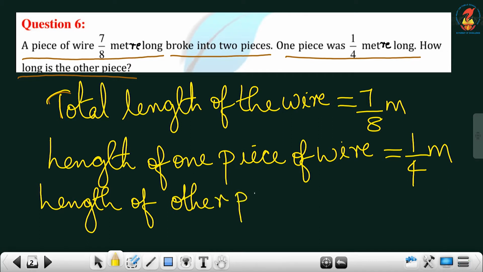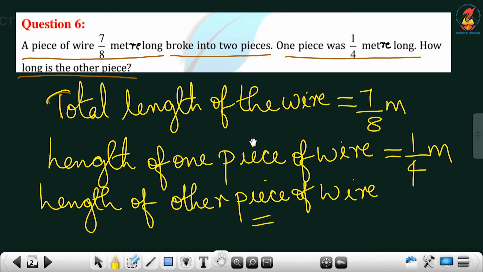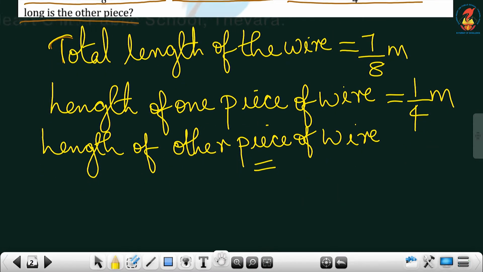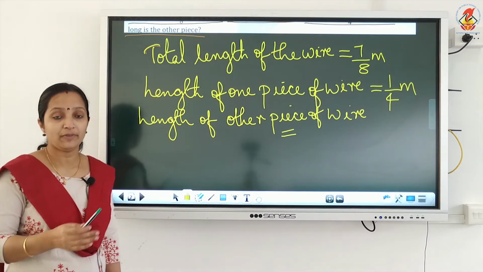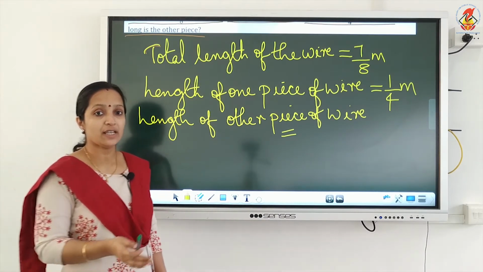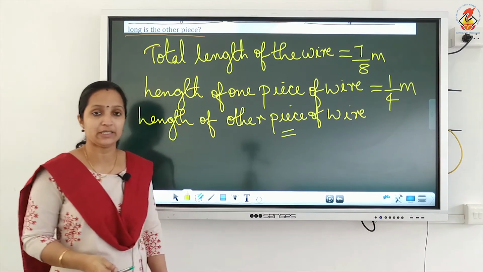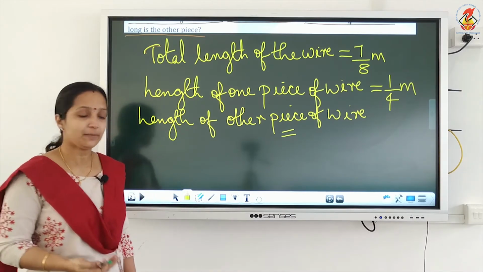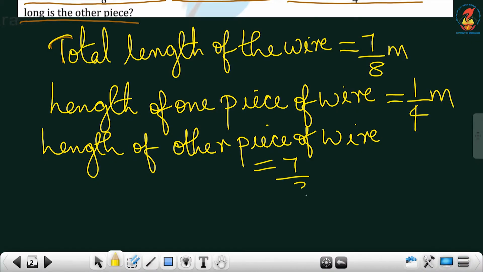Length of the other piece of wire is equal to? How will we find the answer, children? That 7 by 8 meter wire is broken into two pieces. One piece is 1 by 4 meter. How will we find the length of the other piece? You have to do subtraction: 7 by 8 minus 1 by 4.